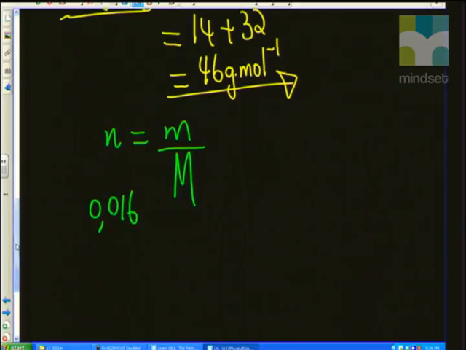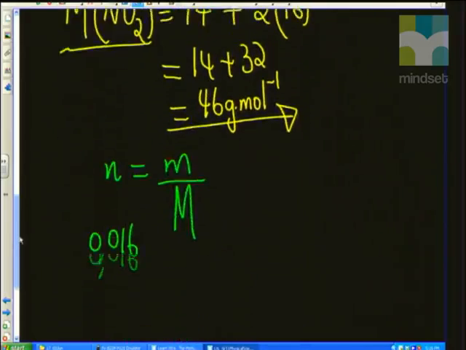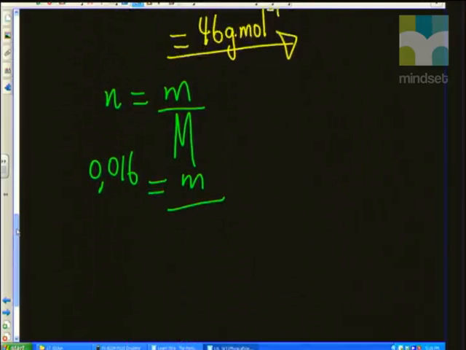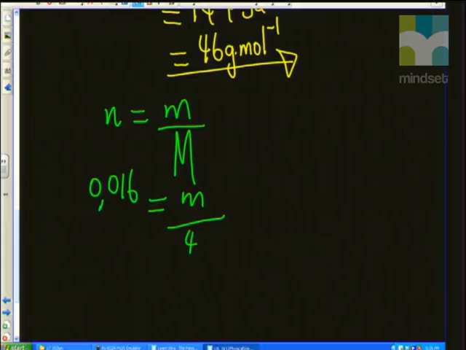0.016. I think I got that right. Let me be sure. Yes, the number of moles is 0.016. Mass is what we are looking for. We have calculated the molar mass, and the molar mass is 46 grams per mole. Therefore, your mass is 0.016 times 46.